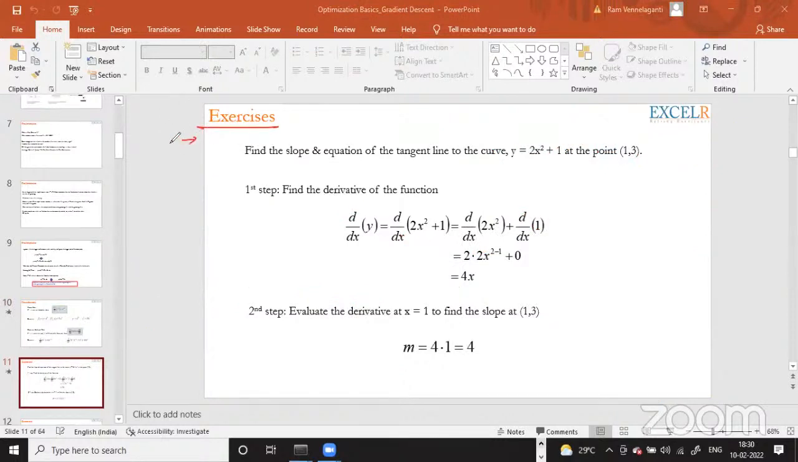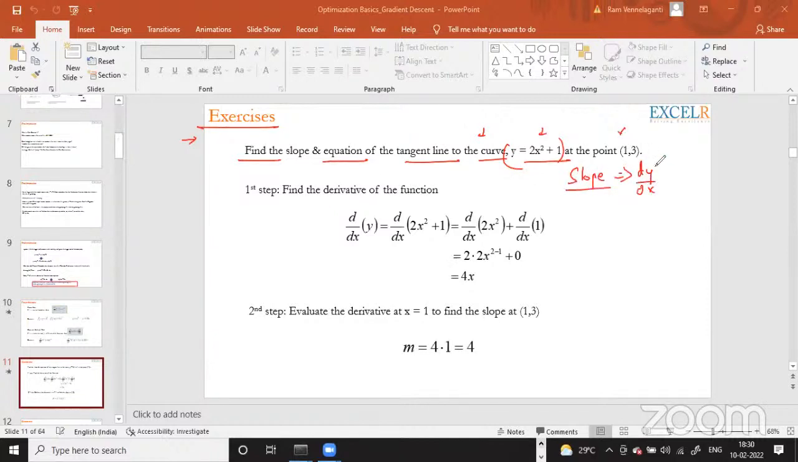what if there is a question now? Find out the slope and equation of the tangent line to the curve. So we have to find out the slope and equation of your tangent line to the curve y is equal to 2x square plus 1. This is the curve that we have, and at point 1, 3. So how will you find out the slope of your curve?